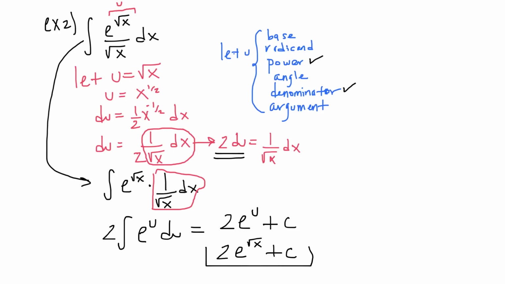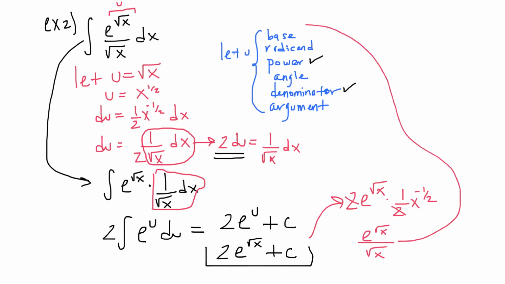And it's always a good idea, if you have some extra seconds, to double check and just say, hey, let me take the derivative of this. What would it be? 2 times e to a power. The derivative of 2 times e to a power would be 2 times e to the same power times the derivative of the power, which is 1/2 x to the negative 1/2. And then if you rewrite that, the 2's cancel out, so it would just be e to the square root of x over square root of x. And that's exactly what the integrand was. And that's how we know we have the right answer.